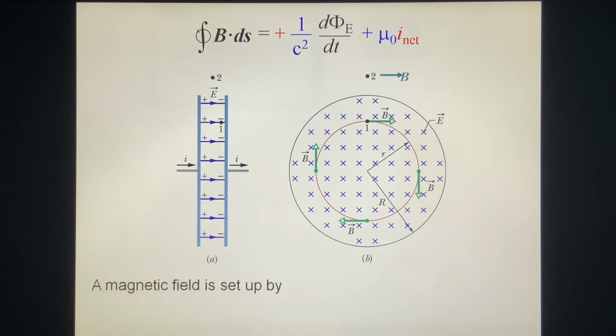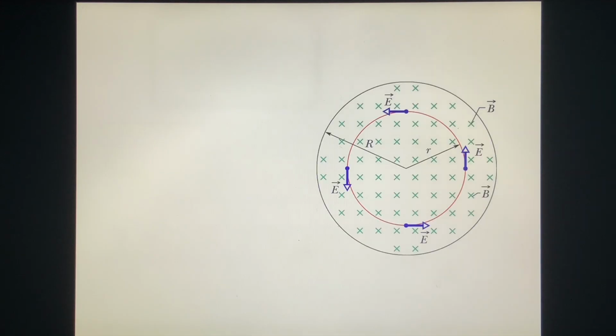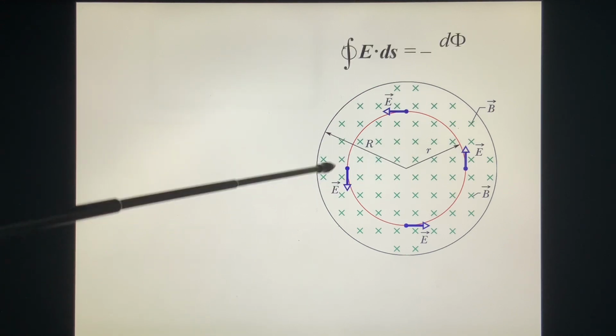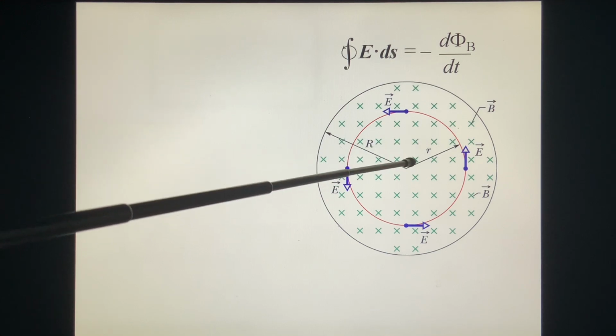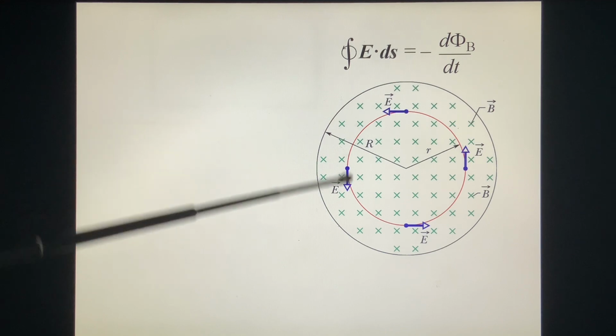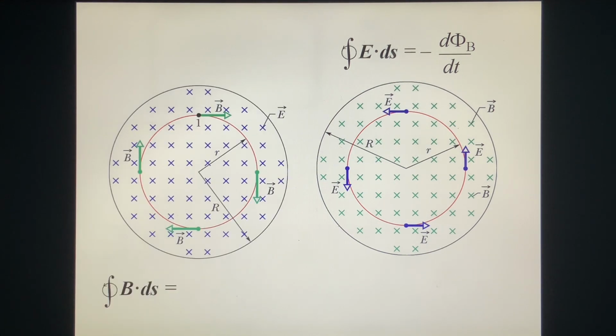A magnetic field is set up by this changing electric field, both inside and outside. Okay. Let's compare electricity and magnetism. This is Faraday's law. You have a minus sign. If the B increases, then the E produces an induced current, always against the change. Now, this is the Ampere-Maxwell equation.